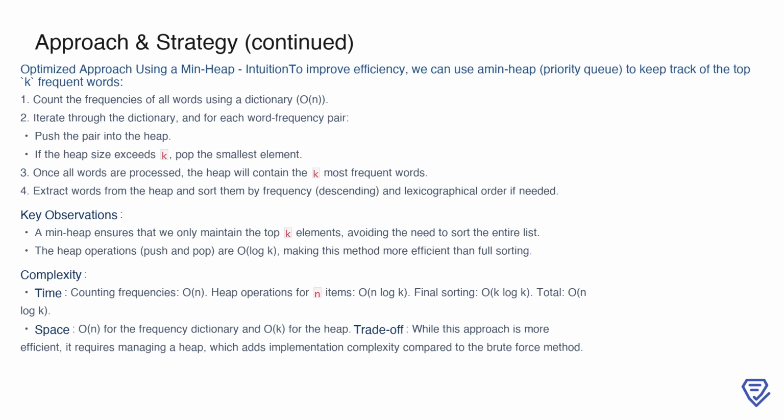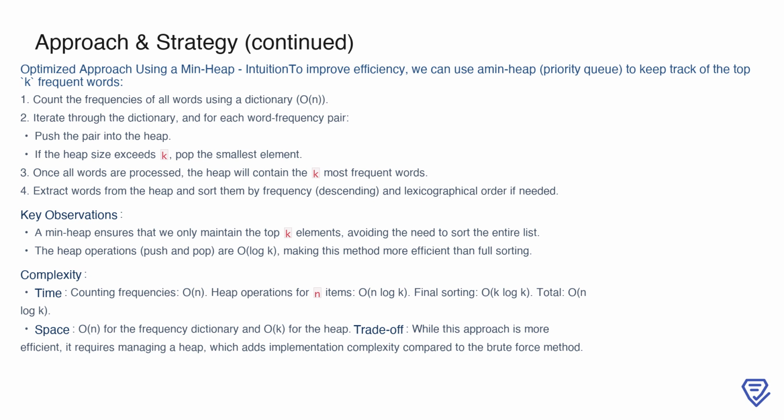Once all words are processed, the heap will hold the desired results. At the end, we extract and sort these words if needed, based on frequency and lexicographical order. The key advantage of this approach is that the heap operations, both push and pop, take O(log k), making it much more efficient than full sorting. The overall time complexity becomes O(n log k), while the space complexity involves O(n) for the dictionary and O(k) for the heap.